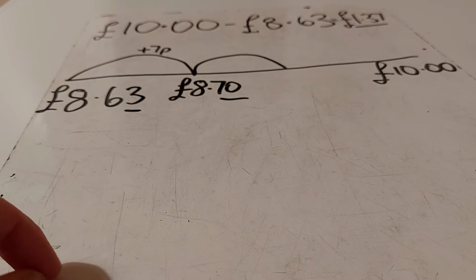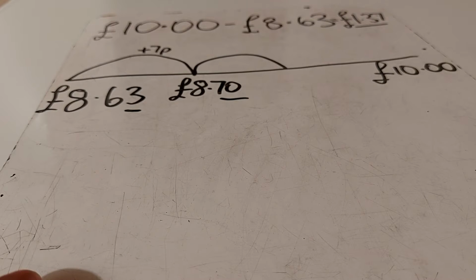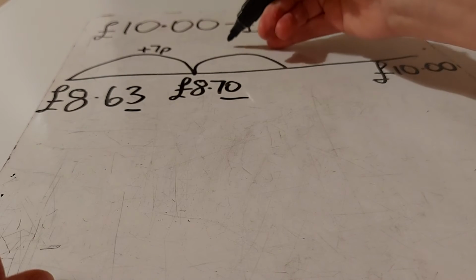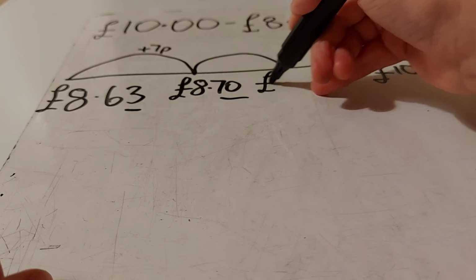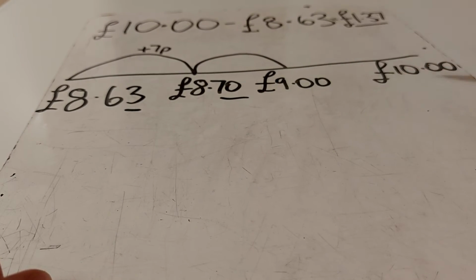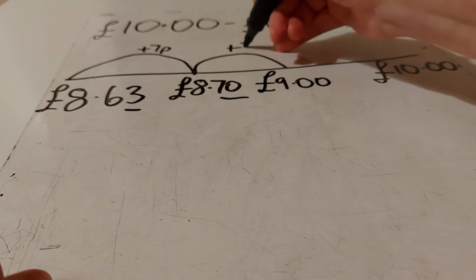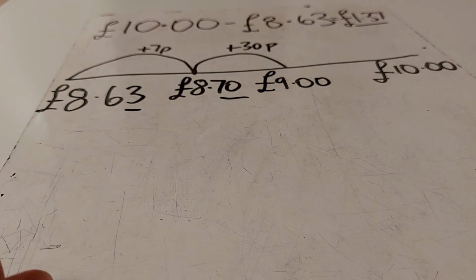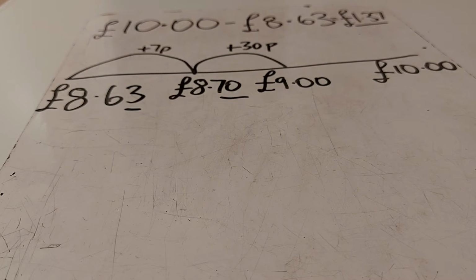Oh, I've made a mistake there. I meant to say, because I've given you the answer. Never mind. What would we add to get from 70 pence to a pound? Or what would we add to get from 70 pence to 100 pence? And obviously, I've just told you the answer. We would add 30 pence to get to £9. What a nonner I am. And I know that 7 add 3 makes 10. So I know that 70 add 30 makes 100.